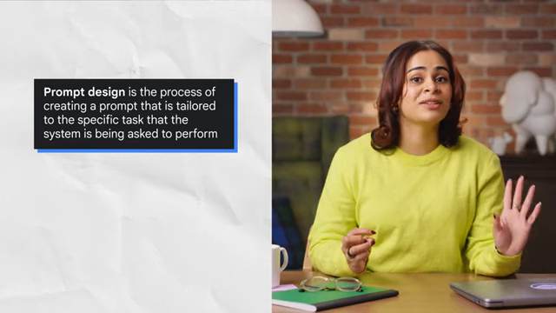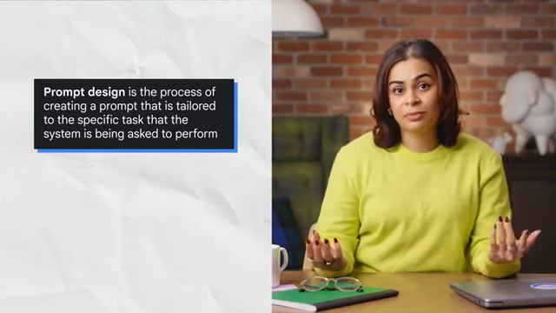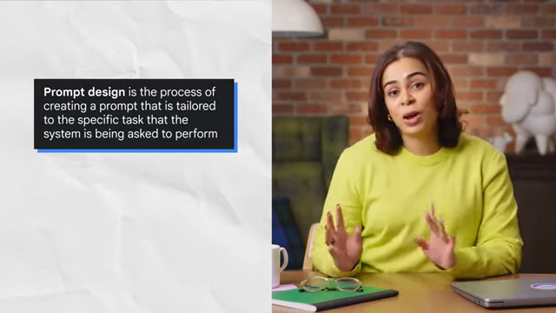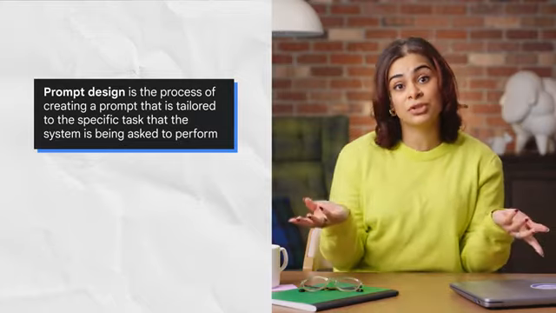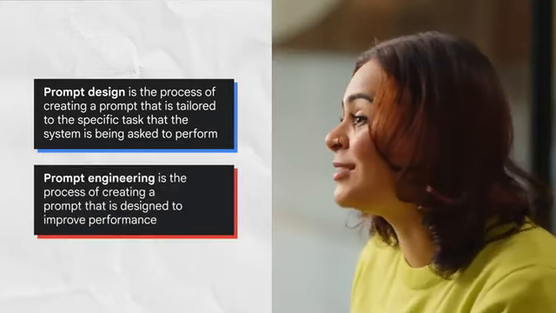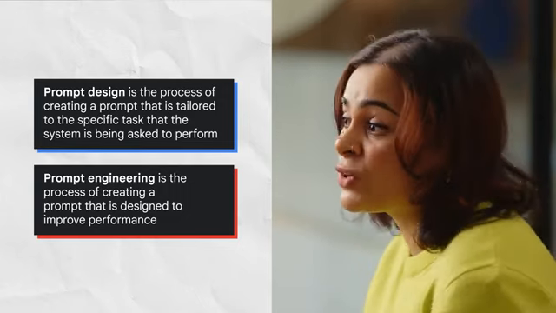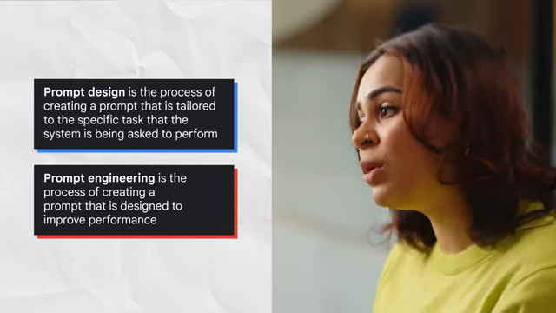Fancy. Prompt design and prompt engineering are 2 closely related concepts in natural language processing. Both involve the process of creating a prompt that is clear, concise, and informative, but there are some key differences between the 2. Prompt design is the process of creating a prompt that is tailored to the specific task that the system is being asked to perform. For example, if the system is being asked to translate a text from English to French, the prompt should be written in English and should specify that the translation should be in French. Prompt engineering is the process of creating a prompt that is designed to improve performance. This may involve using domain-specific knowledge, providing examples of the desired output, or using keywords that are known to be effective for the specific system. In general, prompt design is a more general concept, while prompt engineering is a more specialized concept. Prompt design is essential, while prompt engineering is only necessary for systems that require a high degree of accuracy or performance.